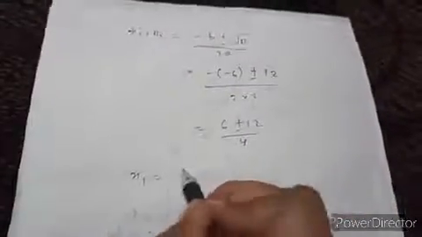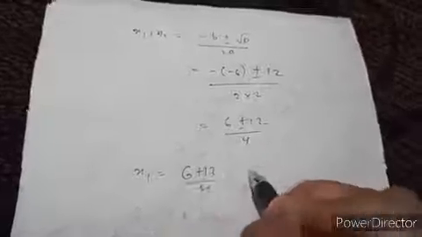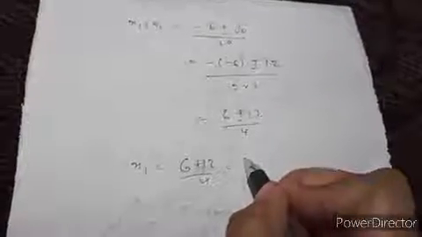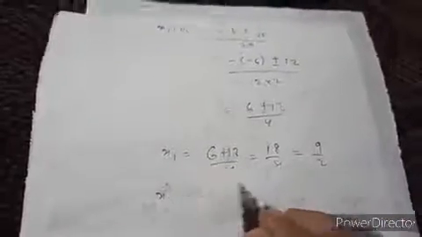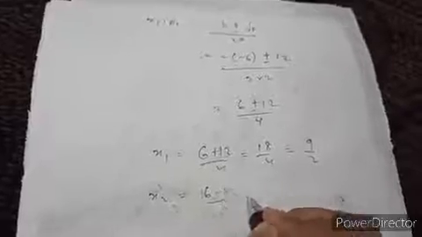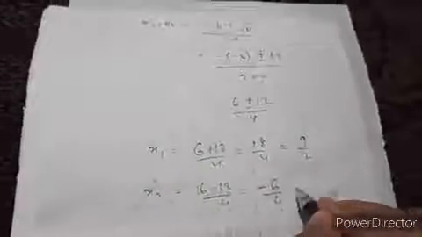So one root you will have 6 plus root 12 by 4, that is 18 by 4, that is 9 by 2, and the second is 6 minus root 12 by 4, that is minus 6 by 4, that is minus 3 by 2. So you will have two roots, isn't it?